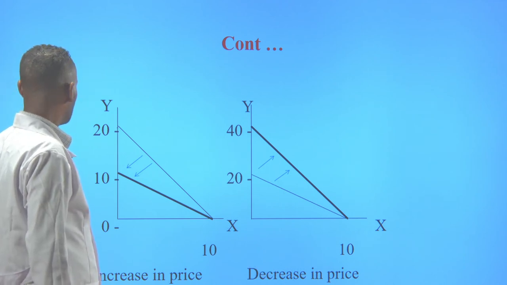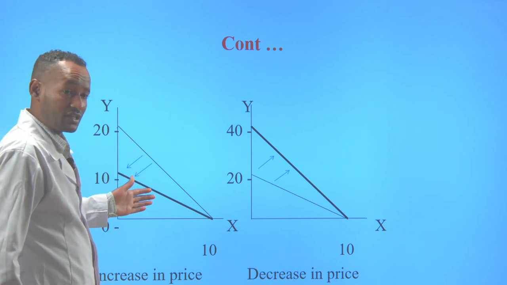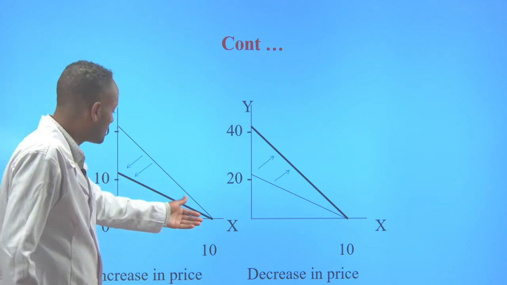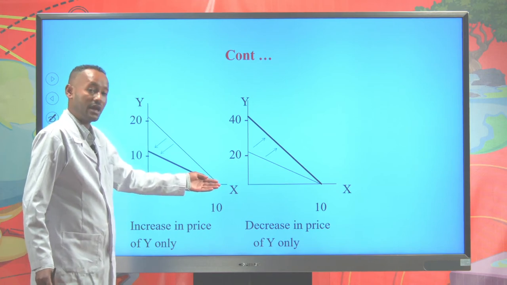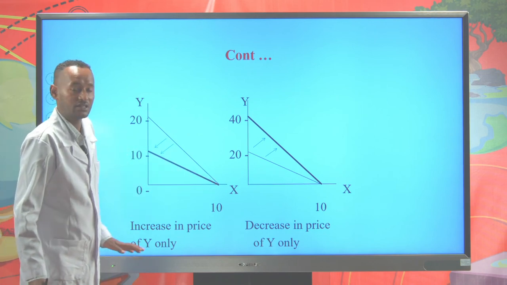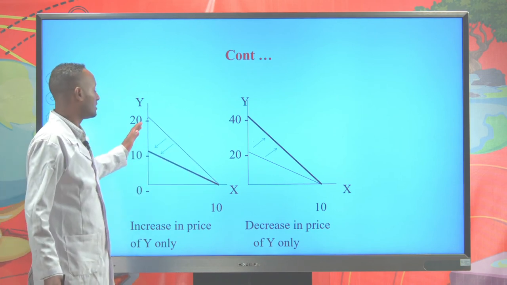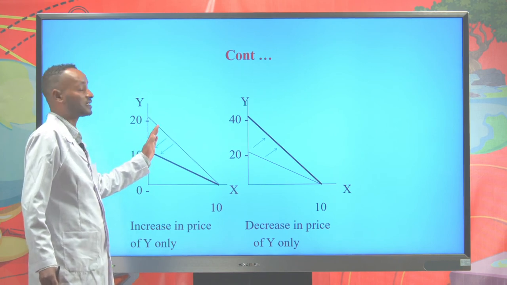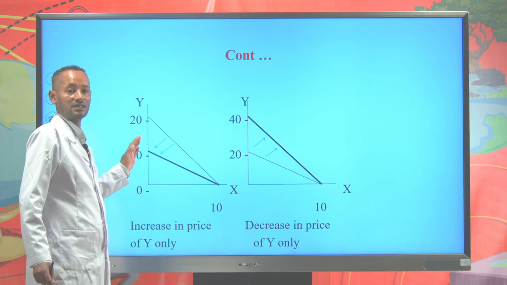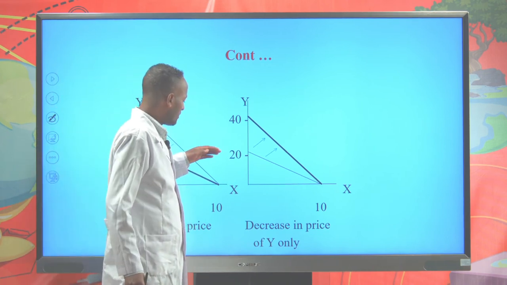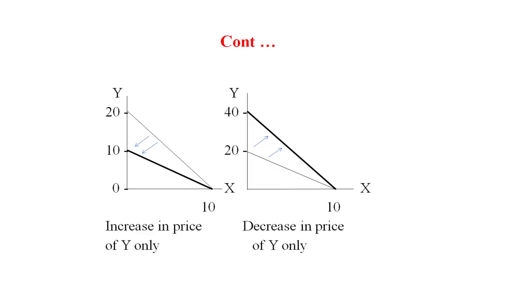Now, again, when we see the effects of changes in price of Y only, since there's no change in the price of commodity X and income of a consumer, there's no change in the horizontal intercept of the budget line. But there's a change in the vertical intercept. So with increase in price of Y only, the budget line will shift inward in the vertical axis or Y intercept.